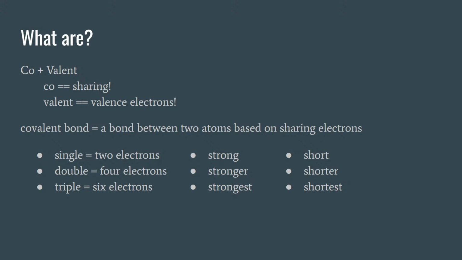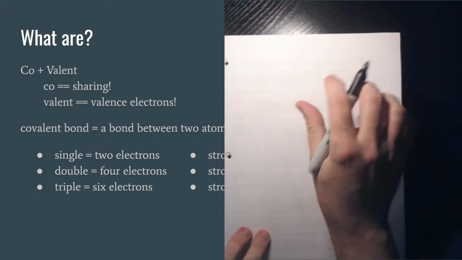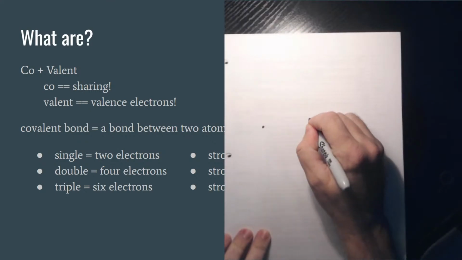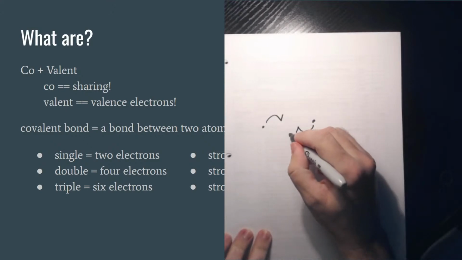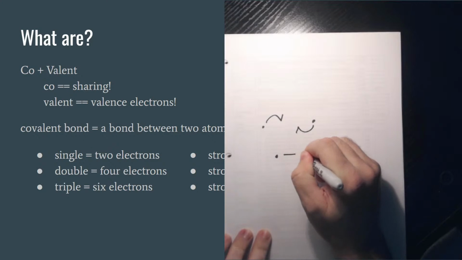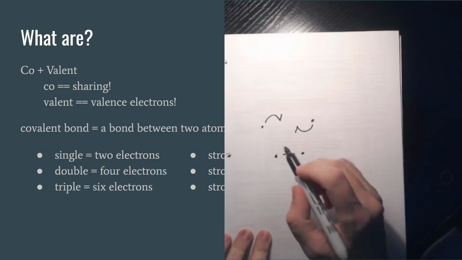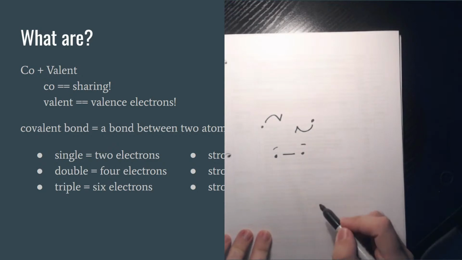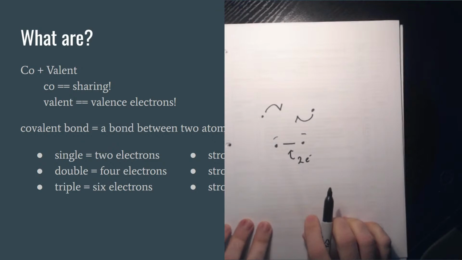Two atoms come together. Each one donates a single electron, and you get a bond with two electrons in it. So you have atom A, atom B. Each one donates a single electron, and you have a bond between them. And it looks surprisingly cute. Okay, so a bond has two electrons in it.